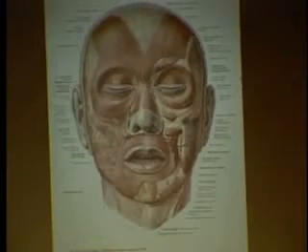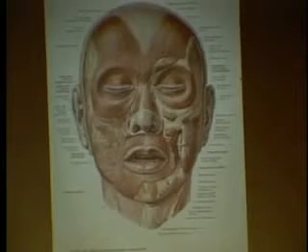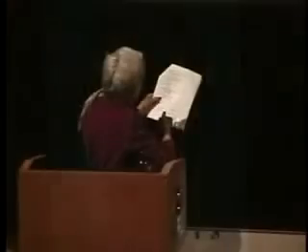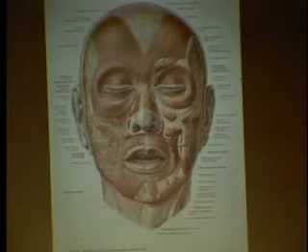Number 18, let's see. The orbicularis oris inserts on the squamous portion of the temporal bone? No. On the contralateral side of the cheek? Cheek? No. Gracious. On the contralateral side of the mouth? Yes. Finally, one of you knows it. All right, now we've got to go back to this one.